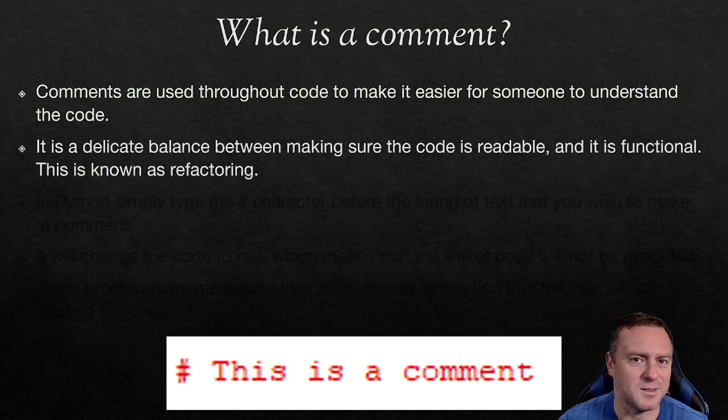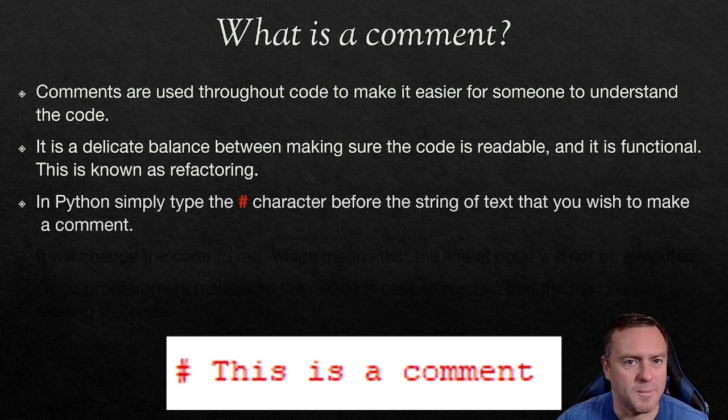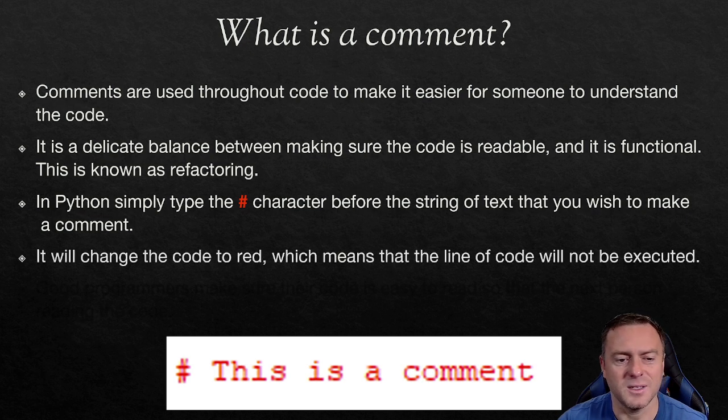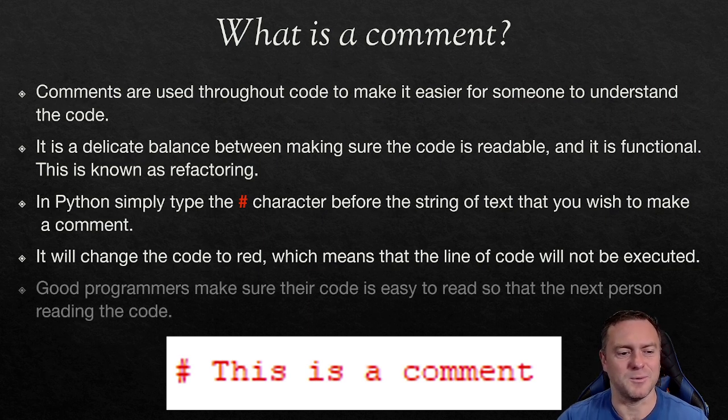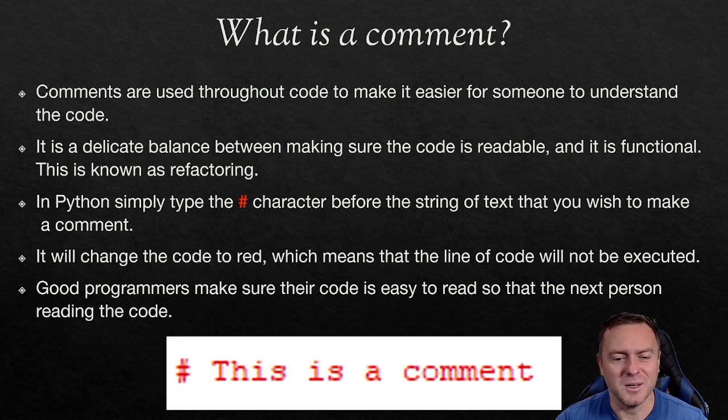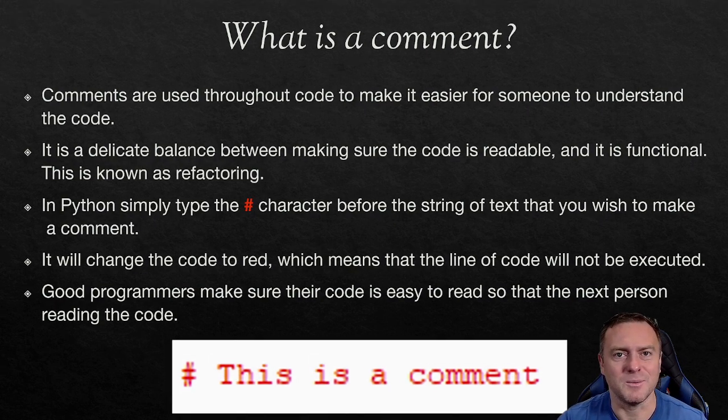It's a delicate balance though, so you want to make sure that the code is readable, but it's also got to be functional. So this is what we know as refactoring, where we go through and try and adjust the code. In Python, we simply type the hash character before the string of text, and then that makes a comment. And then it will change the code to red, which means that that line of code will not be executed. So it's just going to be skipped, which is really, really cool. Good programmers make sure that their code is easy to read, so then the next person reading it can understand what's going on.